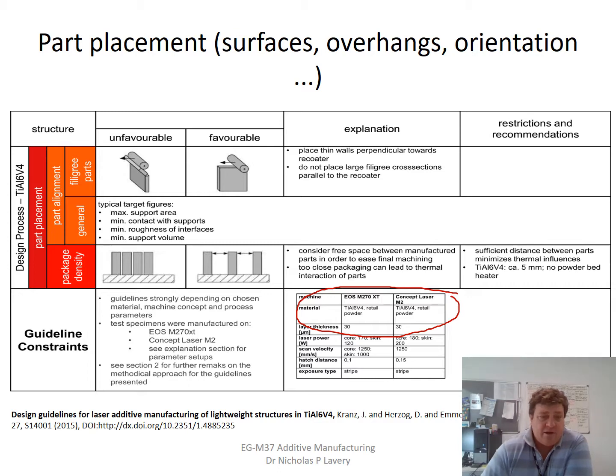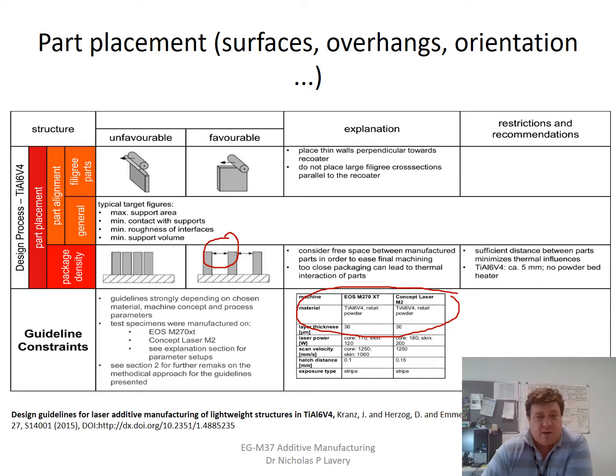It's very interesting. This is quite an interesting point here, which relates to the packing density, how closely you would locate parts. Here, they built a series of cylinders on the plate, and they recommend that the distance between them should be no less than 5 millimeters.